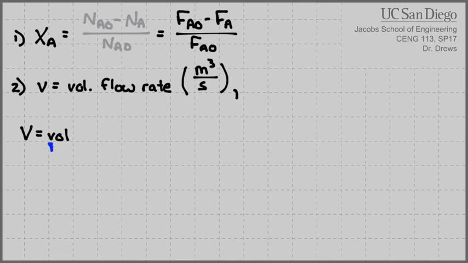There's another v that we use, which is v sub 0, which is the inlet volumetric flow rate.